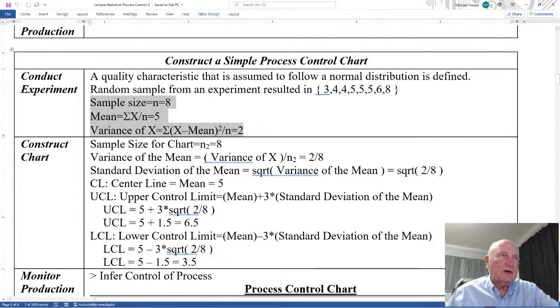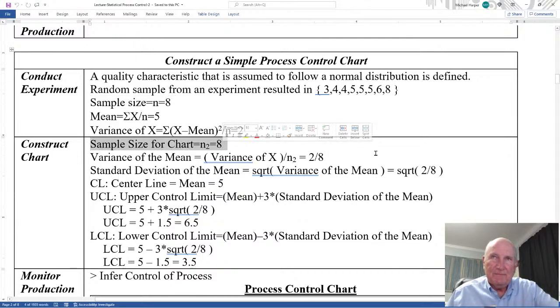Next, we construct a chart. In this chart, the sample size for the chart, let's say N2, is 8. In this case, the sample size for the experiment was 8 and the sample size for the chart was 8. It's the same. It's not always the same, but in this case it is, just to keep it simple.